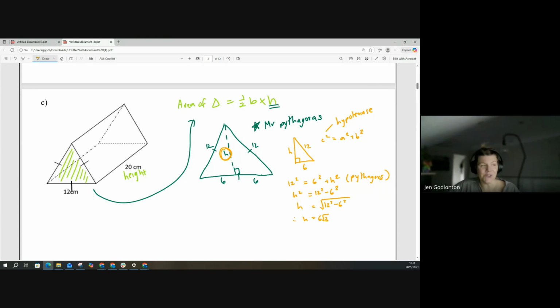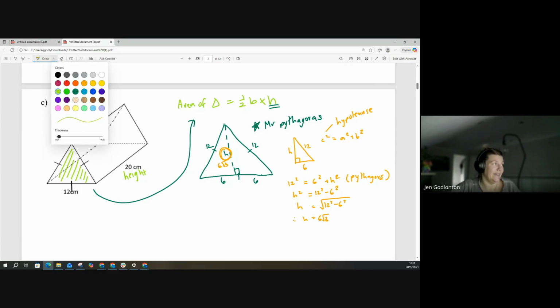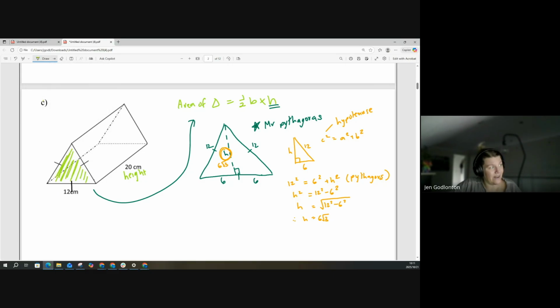Okay, so now we have our height, 6 root 3. Beautiful. Then we can start doing our next mission. The mission over here is to find the area of our base and then times it by the height of our shape. So the area of our base is this green triangle. And the area of a base is half base times height. My base is 12. My height is 6 root 3. So my volume is going to be half base times height times the height of the shape.